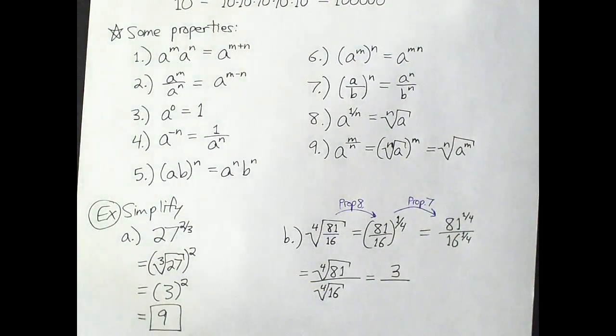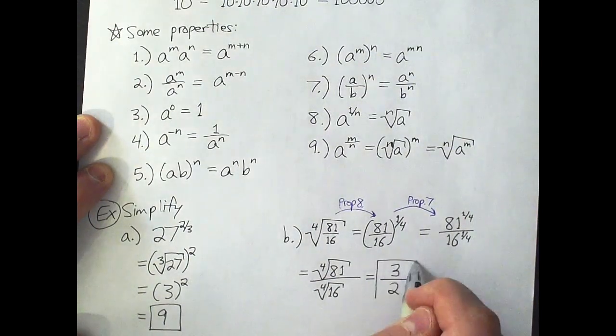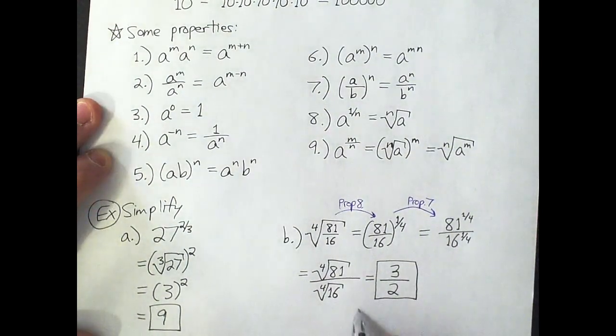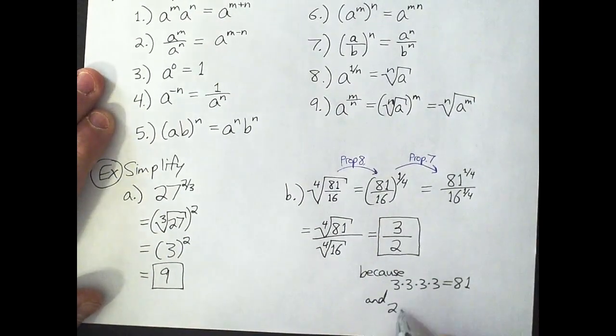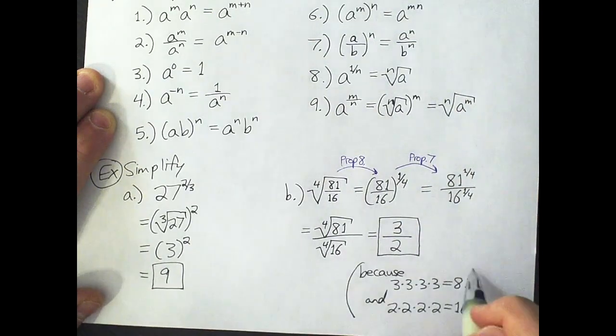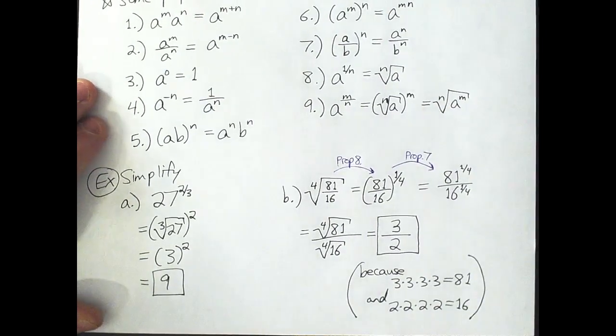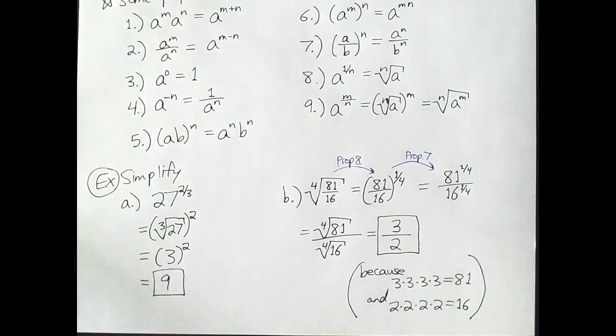And on the bottom, I need a number that when I raise it to the 4th, I get 16, and that turns out to be 2. So I'm going to write underneath this, in case anybody doesn't see that, it is because 3 times 3 times 3 times 3 is 81. And 2 times 2 times 2 times 2 is 16. So we can do these kinds of things in our head as long as they work out, as long as the problems are kind of designed for us to do without a calculator. We don't have any weird decimals showing up or anything.